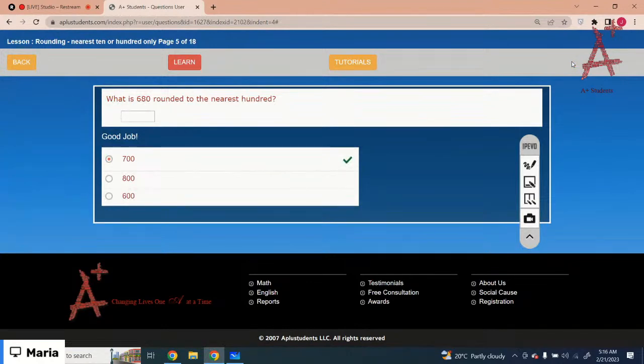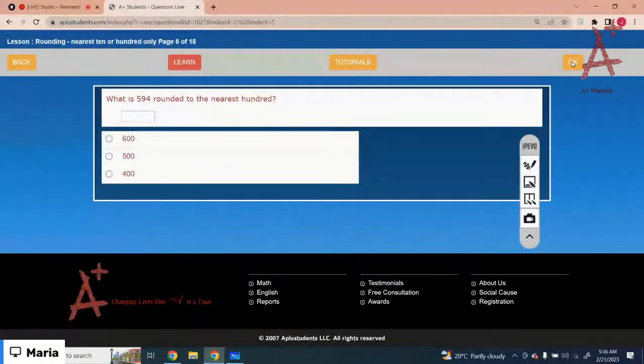Okay. The next one is, what is 594 rounded to the nearest 100? So which is the correct option? So 594 is rounded off to 600. The correct option is 600. Okay.